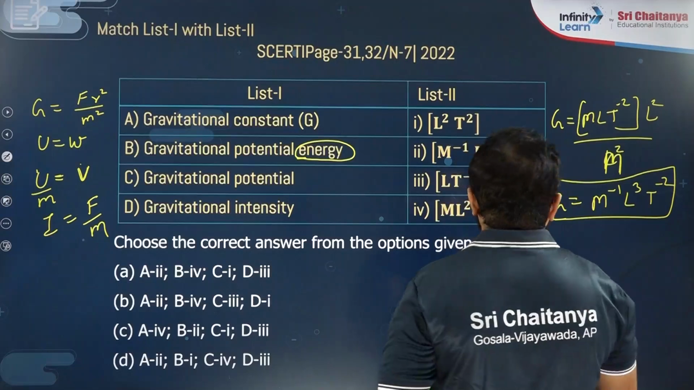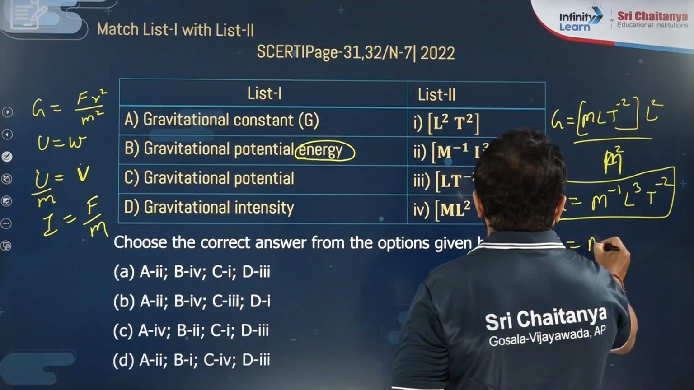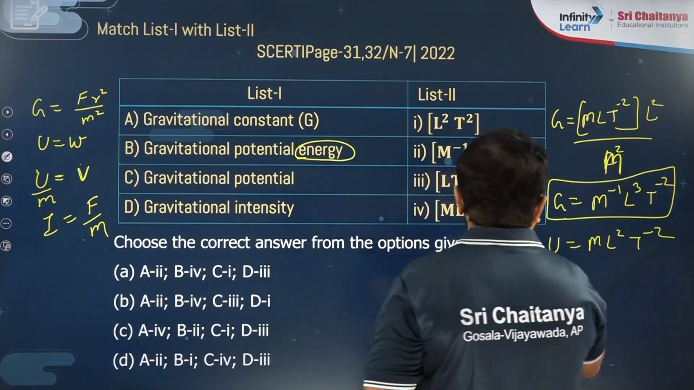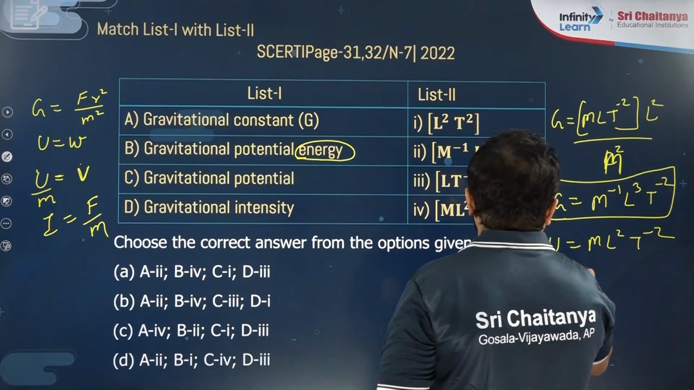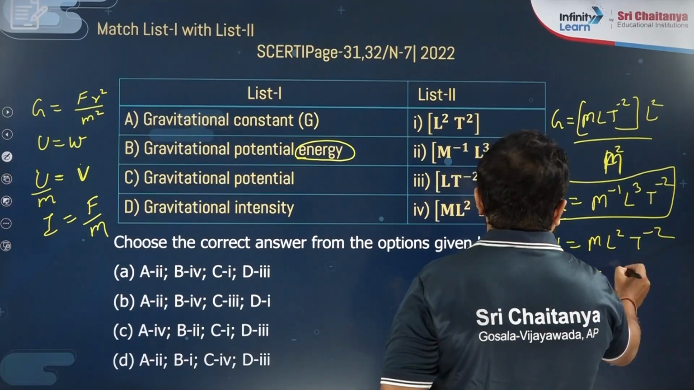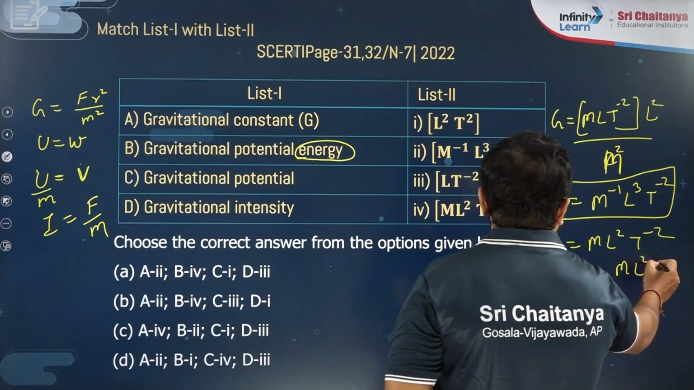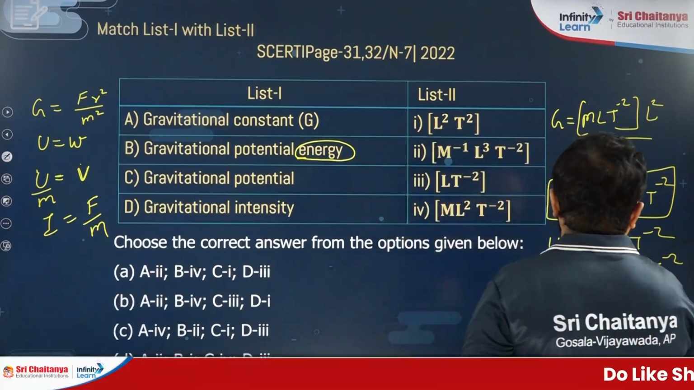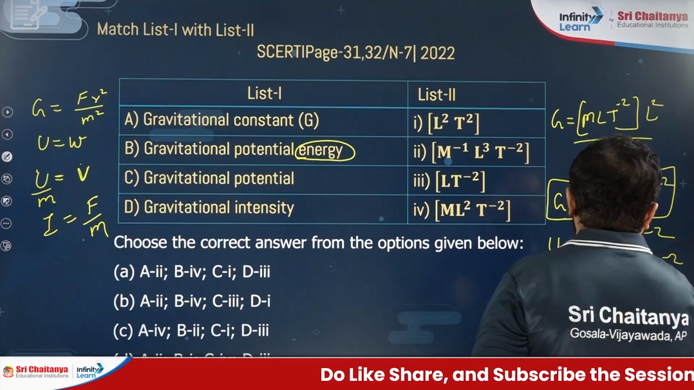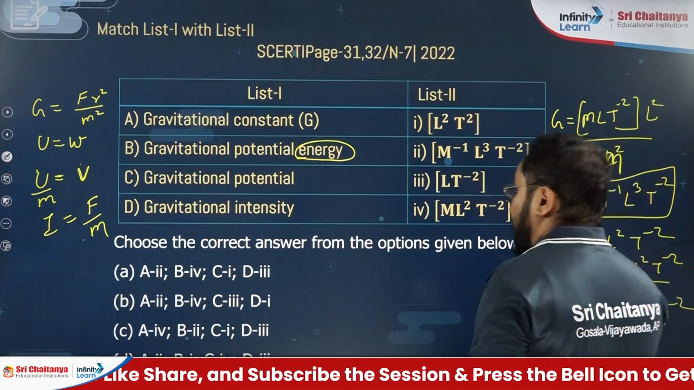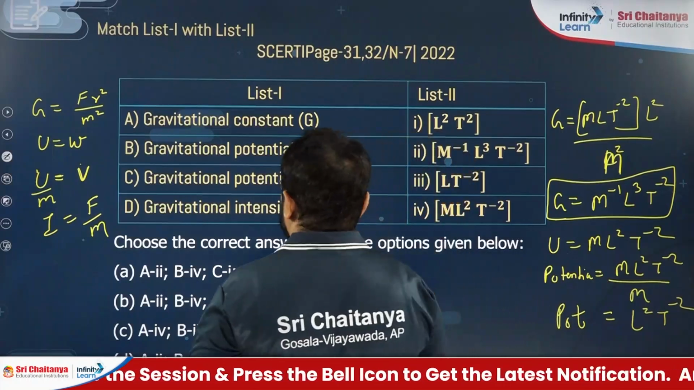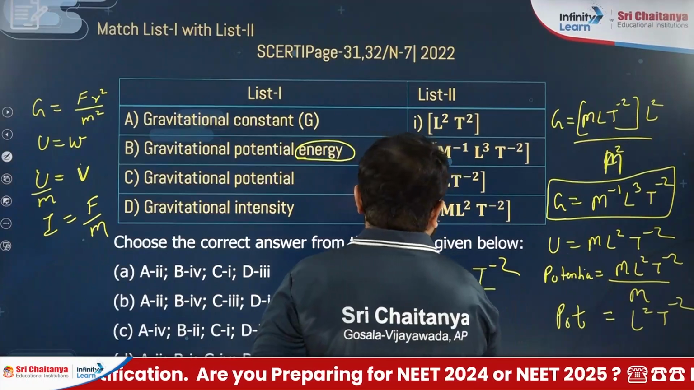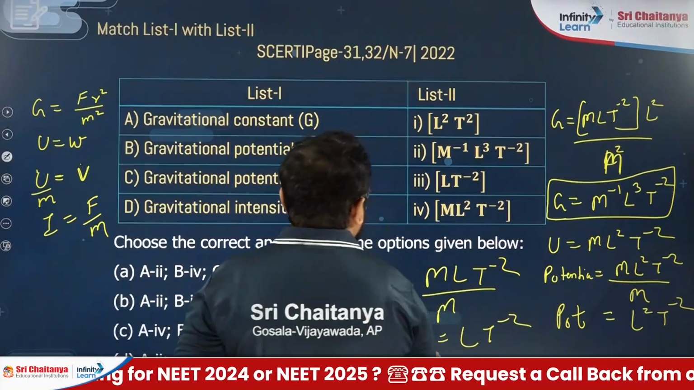Wherever the energy is written, simply you can write down the dimension of energy. What is the dimension of energy? M L square T minus 2. What is the dimension of potential? It will be energy divided by mass, so M L square T minus 2 divided by M becomes L square T minus 2. That will be your potential. Next, intensity. Force is M L T minus 2 divided by mass, so it becomes L T minus 2. That will be your intensity.